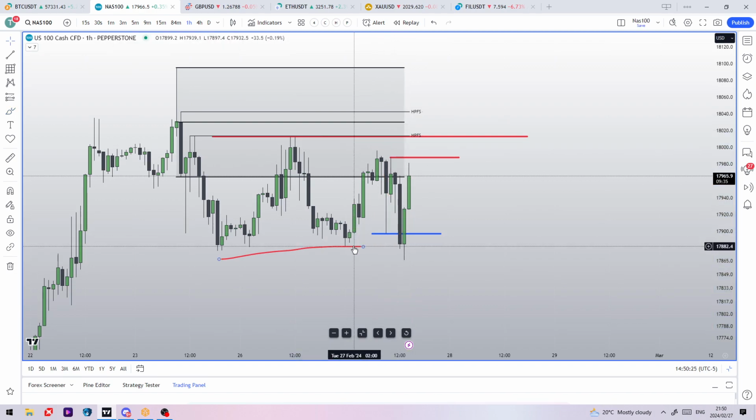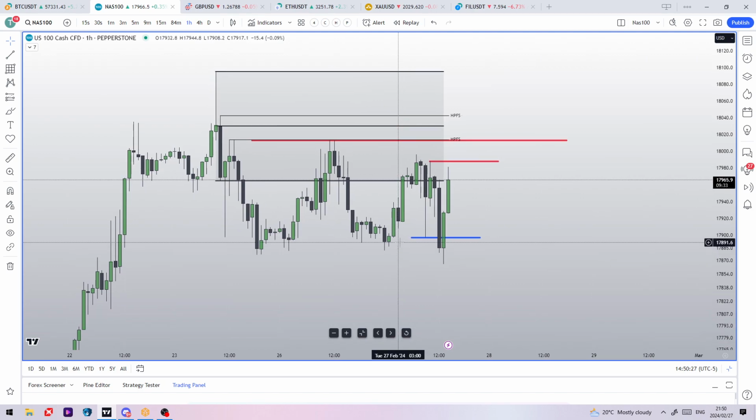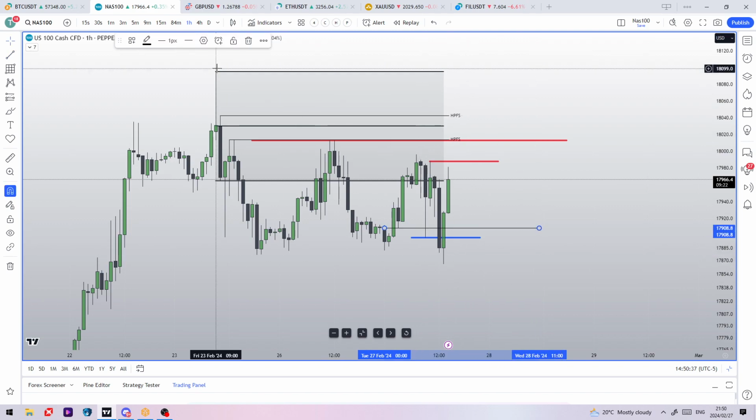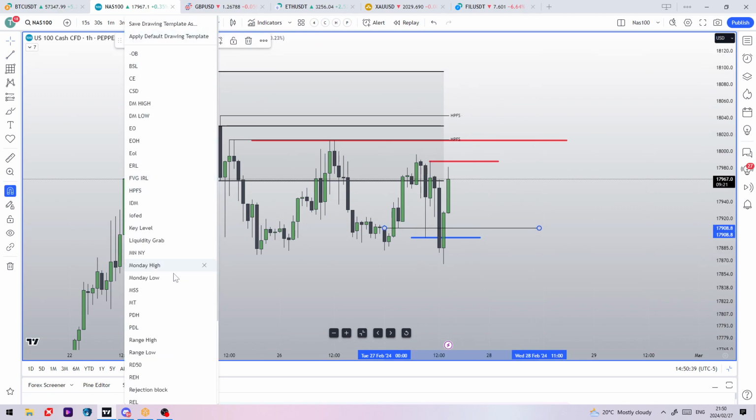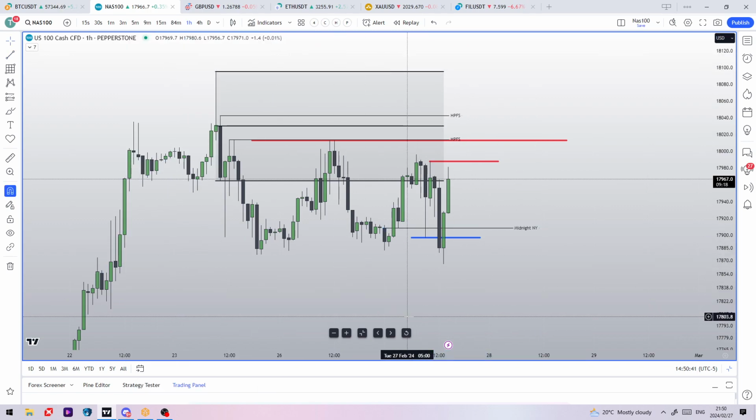Earlier in the day, I mentioned that after ANN's bias came out, we would be looking, or not looking, for price to close below midnight New York because ANN was bullish, right? Keep that midnight New York level there for now.